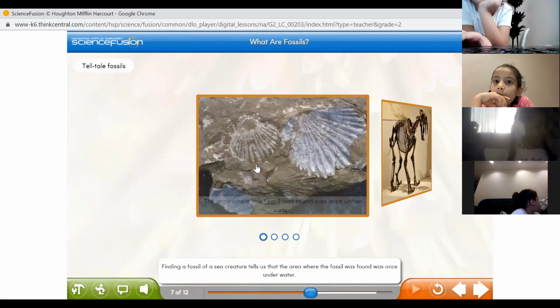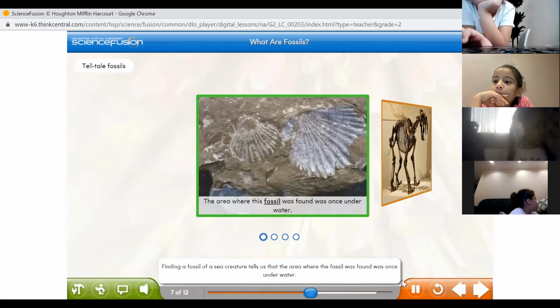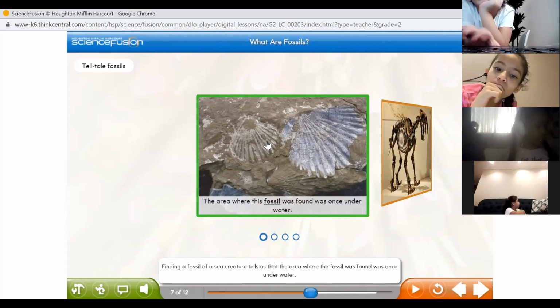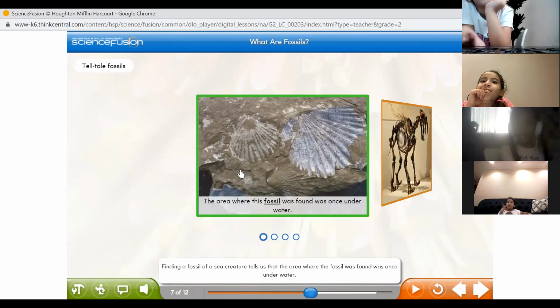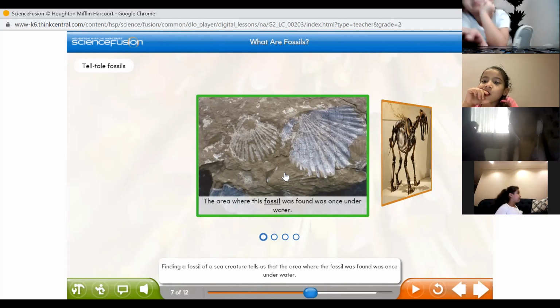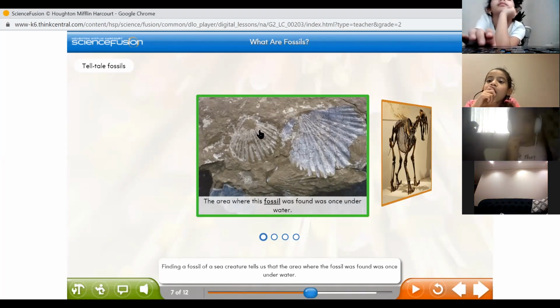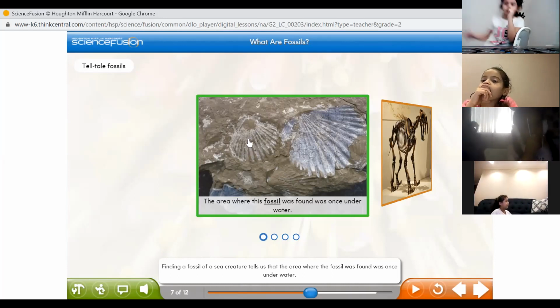See? Over here, finding a fossil of a sea creature. So if you find a fossil of a sea creature, you know that this area was a sea in the past, but now it's not anymore. Look at this. This is a shell, a big one. Wow, this is a fossil of a big shell. You can know that one day before, maybe 100 years ago, a sea was there. Is that right?